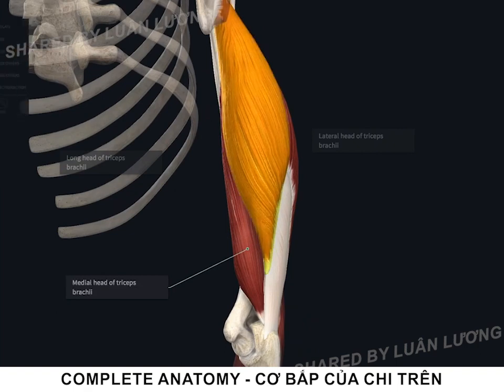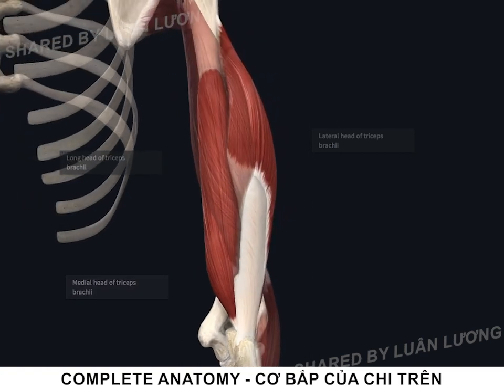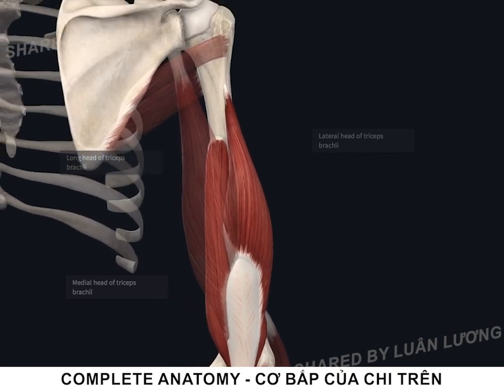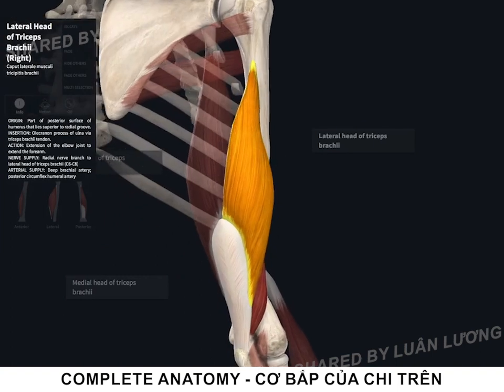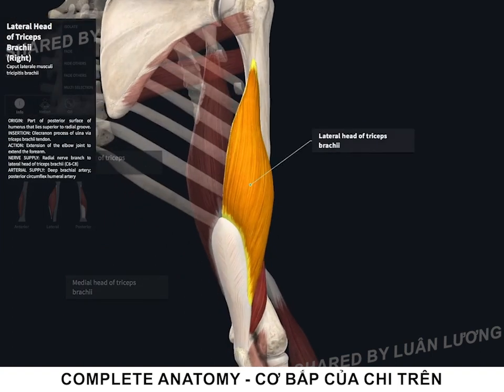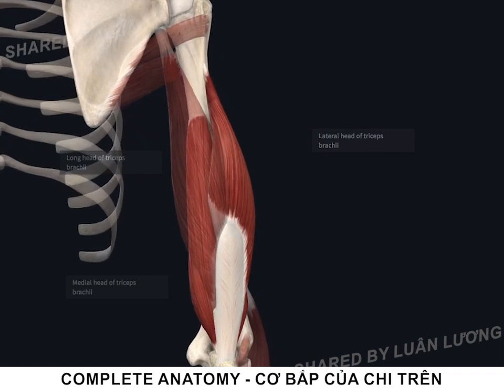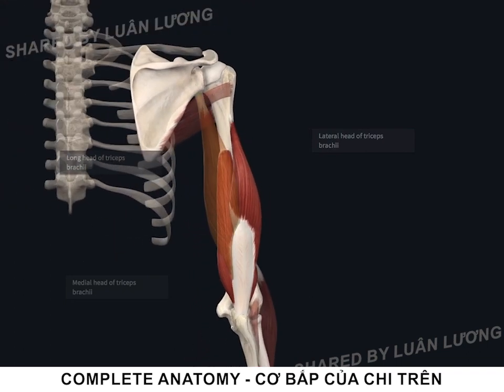And if I fade the long head, you'll be able to see that the medial head passes deep to a large portion of the long head, and it's going to be positioned side by side with the third belly, or the lateral head, of the triceps brachii. So the medial and lateral heads will be positioned side by side against one another along the humerus, and the long head will be positioned more superficially.